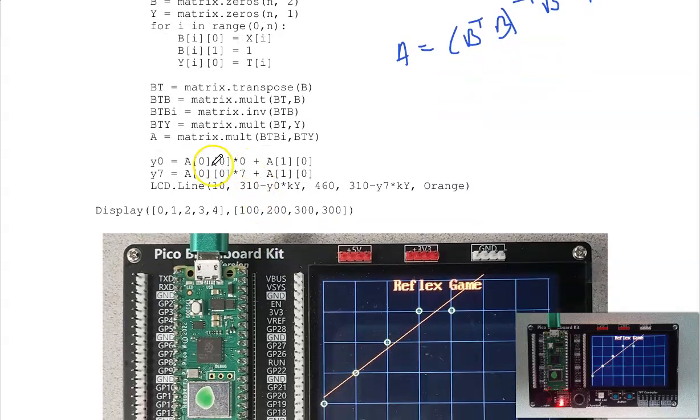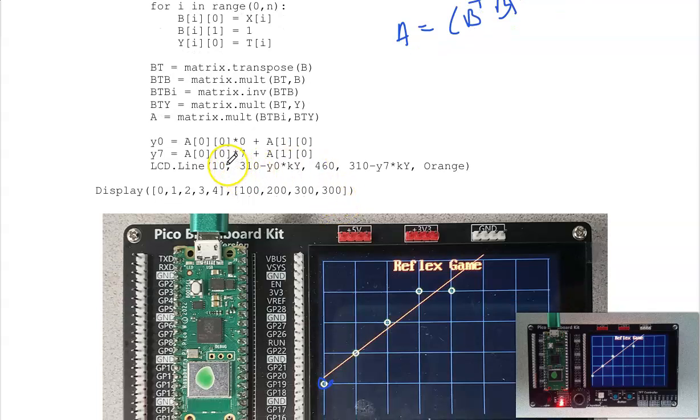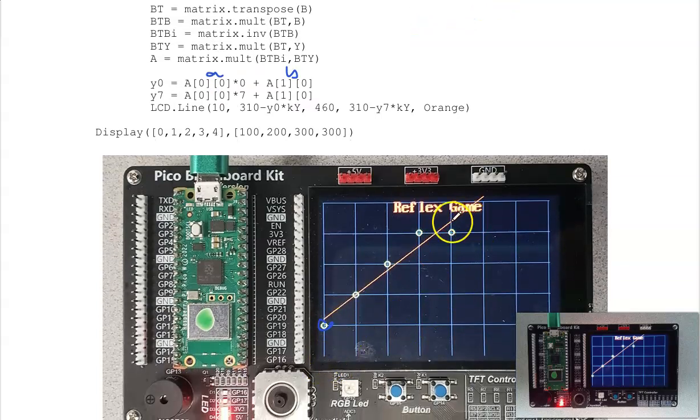Then my linear curve fit will be a of 0 times 0, that's this point, plus a1. The last one is the slope, that's a, this is your a, here's b. A times 7 plus b. Try that, and for a known data point, there's my least squares curve fit. Looks correct.